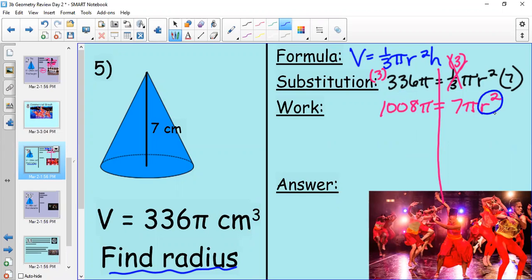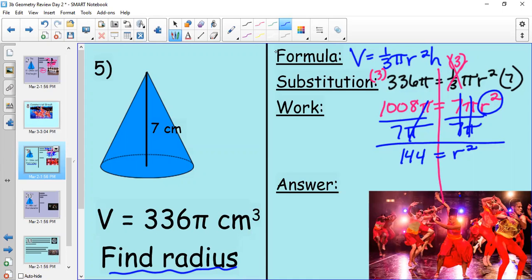And if I want r squared by itself, I have to get rid of the 7 and the pi by dividing it. So radius squared is going to equal, pi's cancel out, 1008 divided by 7 gives us 144. Now, unlike the last problem, we are not done yet because I don't want radius squared, I just want radius. So to undo squaring, I have to square root.